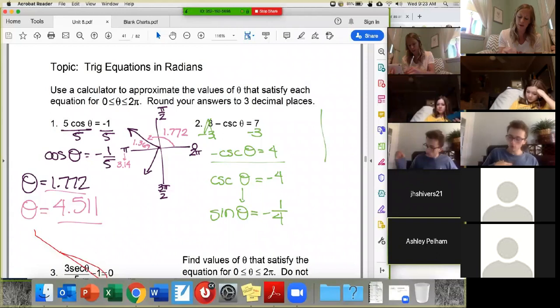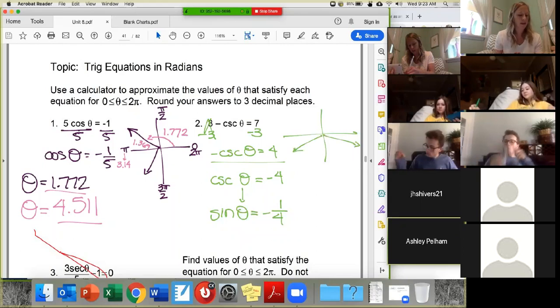And here's where we pause and identify our quadrants. Sine is a negative number. Where are my 2 answers going to be? 3 and 4. Okay, 3 and 4. So I'm going to go ahead and type into my calculator inverse sine of -1/4. My calculator tells me one answer is -0.253. Which of those 2 answers do I currently have?